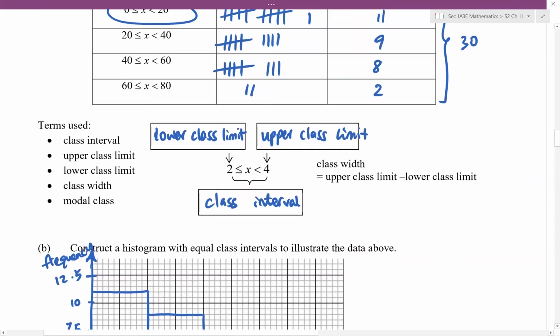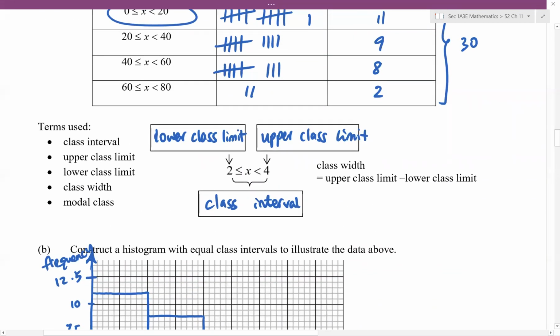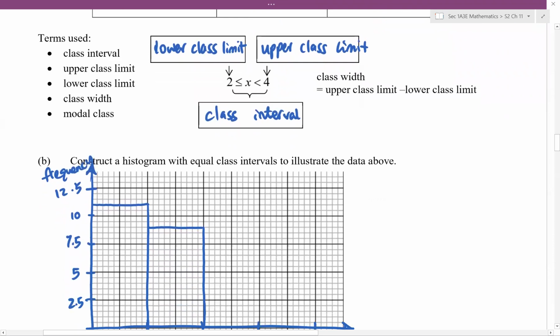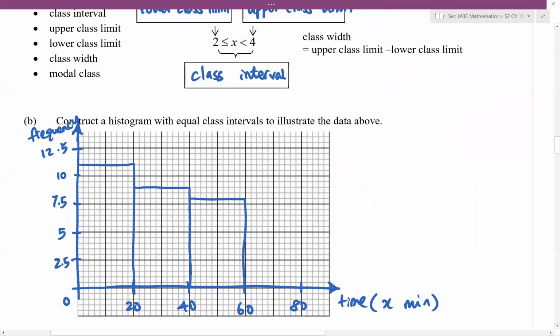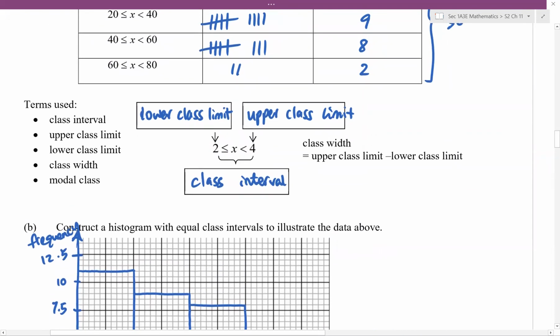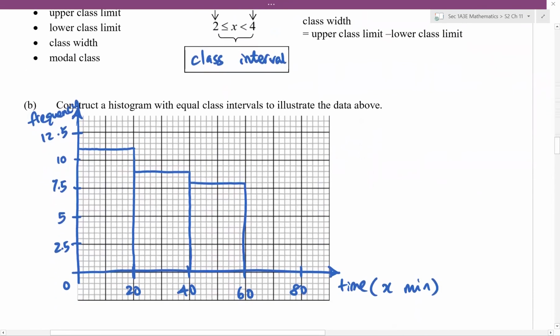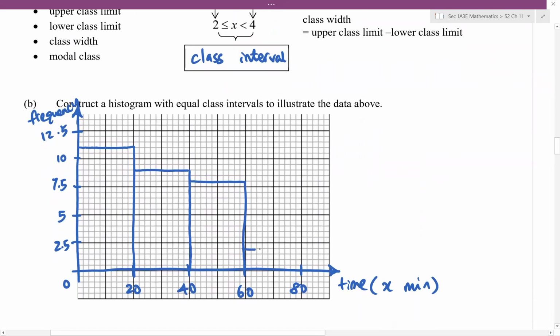The next interval is from 40 to 60, and we have a frequency of 8. Finally, from range 60 to 80, we only have 2. So that will be our 4 squares. And this is our histogram.